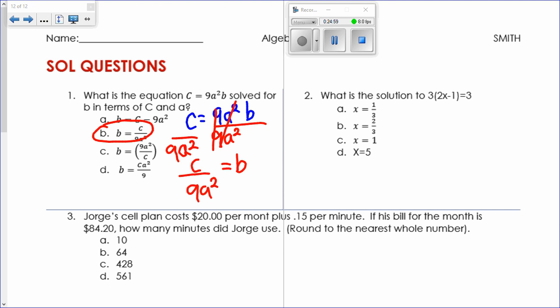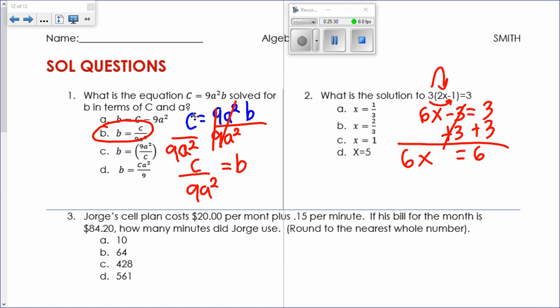Number 2, what is the solution to 3 times the quantity of 2x minus 1 equals 3? Let's distribute. 3 times 2x is 6x. 3 times negative 1 is minus 3, equals 3. Now what? Add 3 to both sides. 6x equals 6. What do you think the answer is? C. Divide both sides by 6. x equals 1.